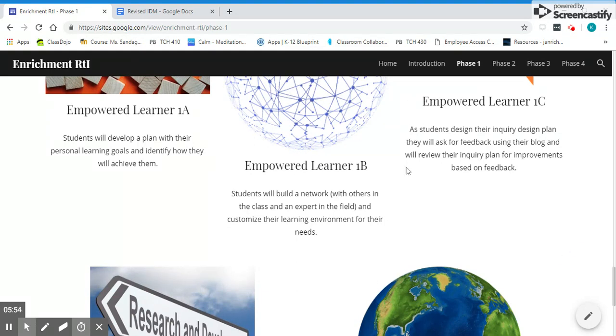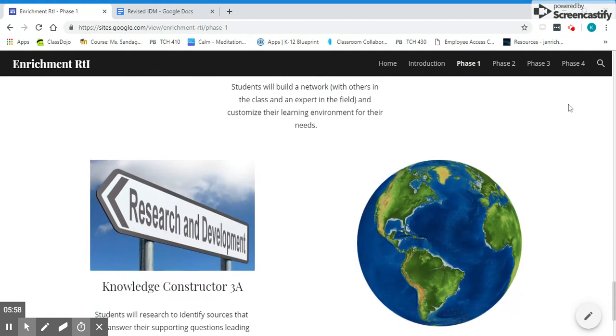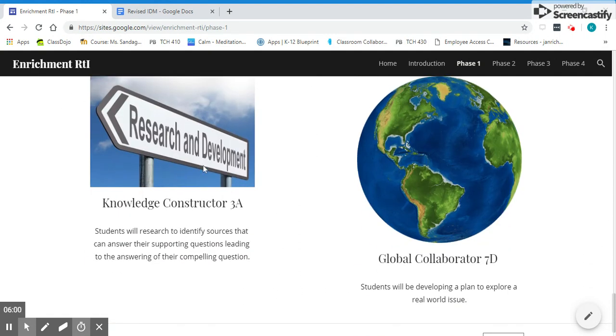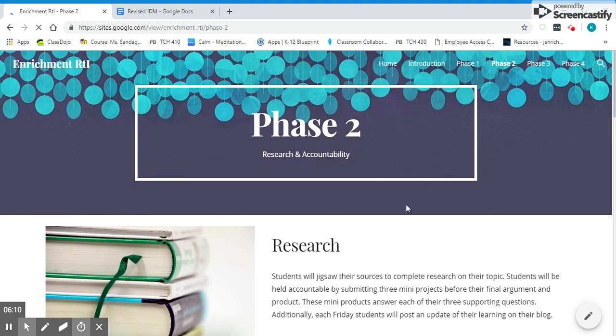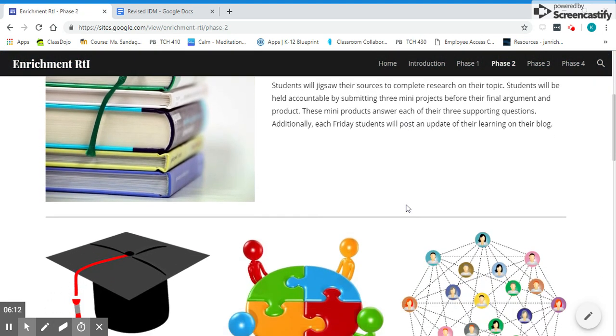Students will develop this inquiry design plan, and as they're receiving feedback, they'll be expected to change based on that feedback. Here, students will identify sources that are relevant and apply to their questions. And finally, they're developing a real plan that explores a real issue. In phase 2, that researching actually begins. And again, they will be jigsawing that research.